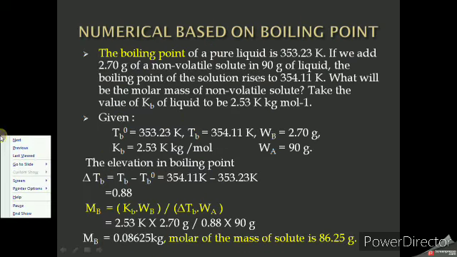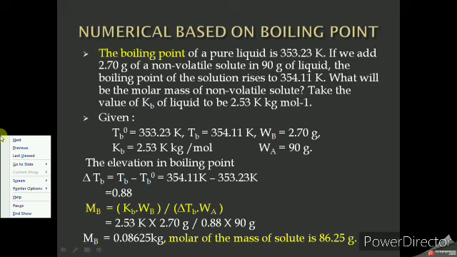Now let's see the numerical based on boiling point. So the boiling point of a pure liquid is 353.23 Kelvin. If we add 2.70 gram of non-volatile solute in 90 gram of liquid, the boiling point of the solution rises to 354.11 Kelvin. What will be the molar mass of non-volatile solute? Take the value of Kb is equal to 2.53 Kelvin kilogram per mole.